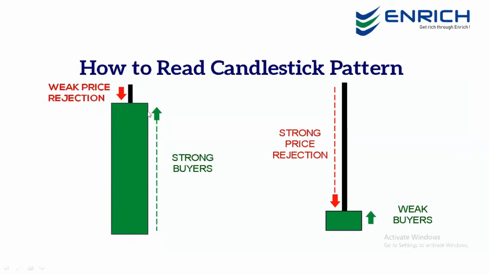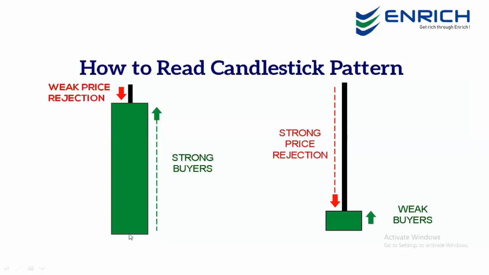Now, whenever you see a shadow on top or down, it actually tells you the rejection of price by the buyers and the sellers. So how do you know if the price rejection has been strong or weak? A small wick tells you that the price rejection has been weak. So to put it in simple terms, this is a bullish candle.